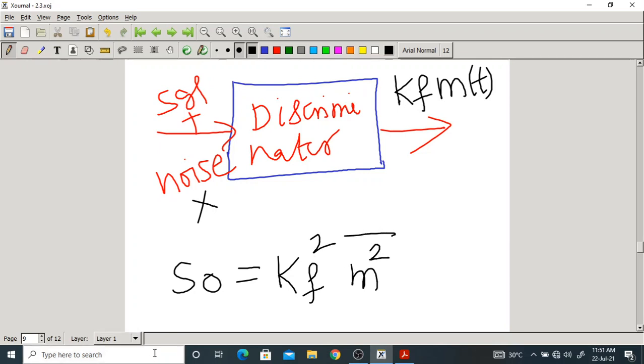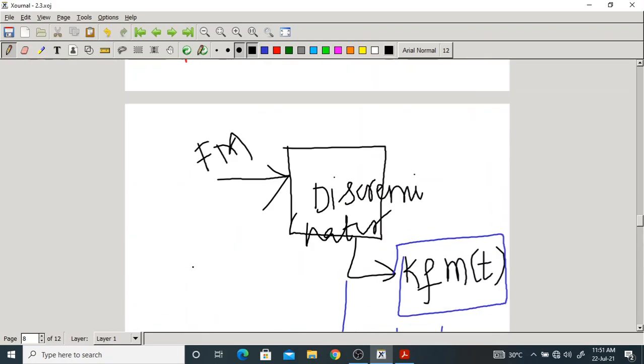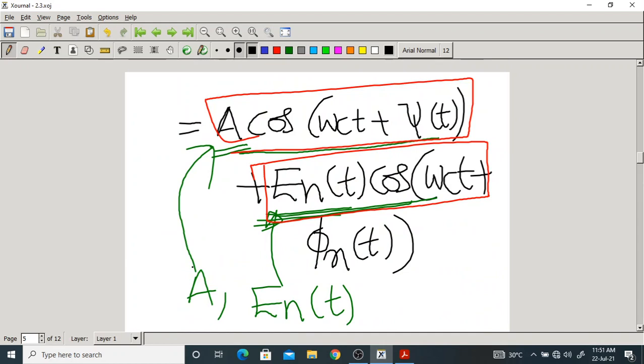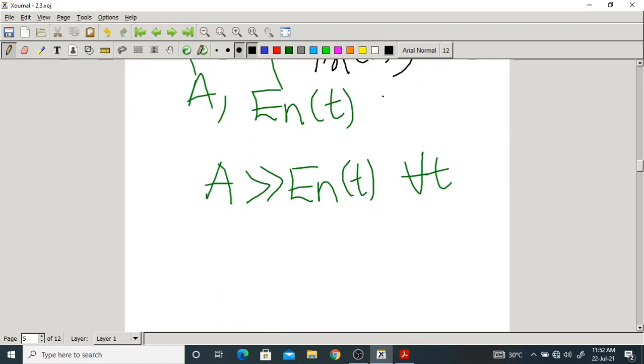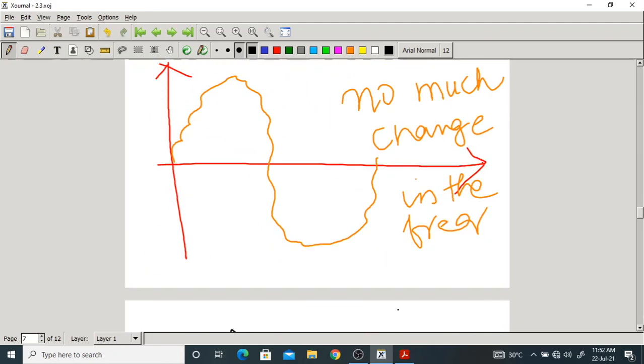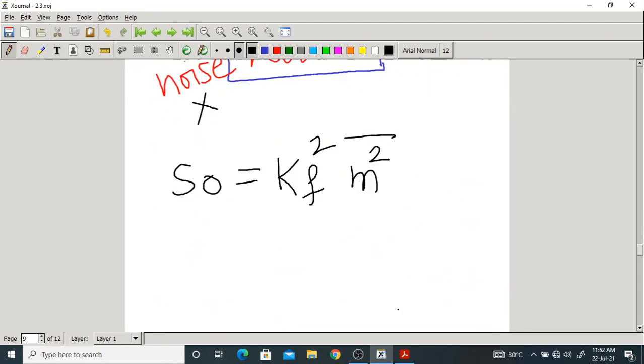Okay. And one more thing. What is the input signal power here? Input signal is A cos omega ct plus psi of t. This is the input signal. What is the input signal power Si? That is A square by 2. Si is A square by 2. So is what? Kf square m square bar. Please remember, this is very, very important. Yet they are not the same.